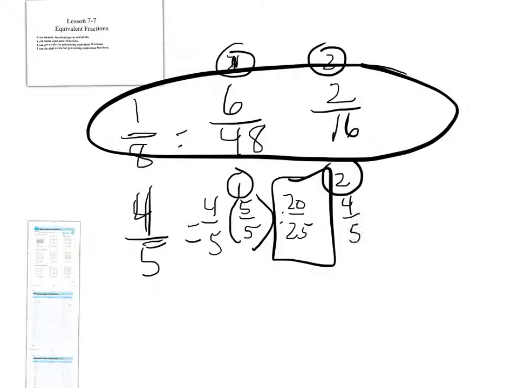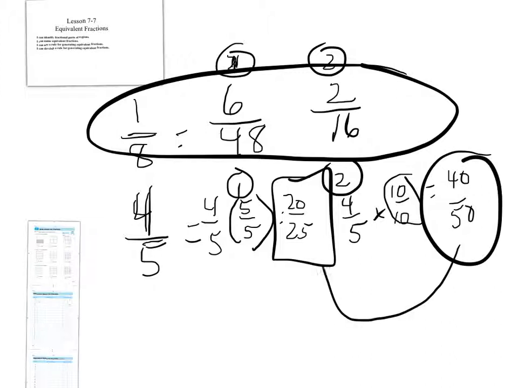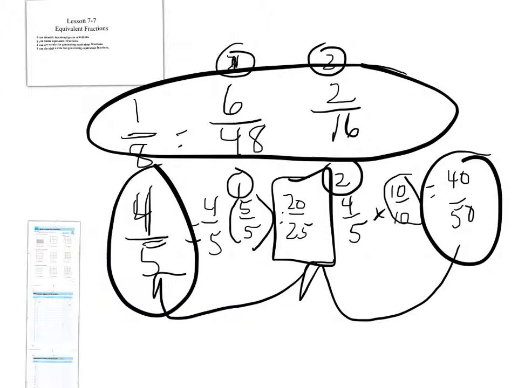Another way, you can take 4/5 times, let's do 10/10, because that's really 1, but we're going to change up the original fraction altogether. So it gives us 40/50. This right here, this right there, and this right there are all equivalent fractions.